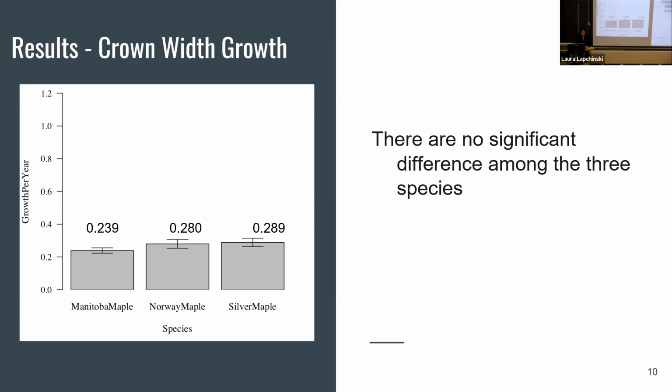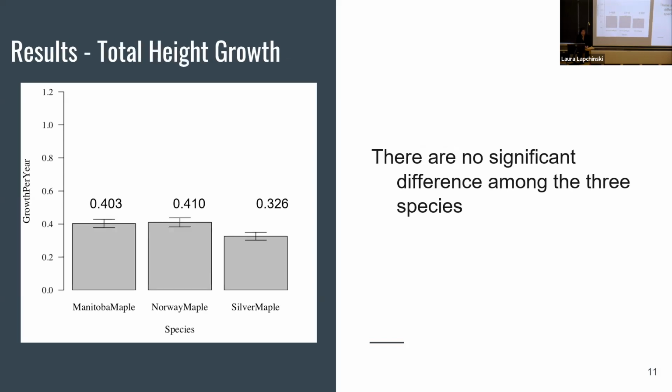From the average crown width growth per year with a unit of meters, I didn't find any significant difference among the three species. They have similar crown width growth rate. Also, for the average total tree height growth per year with a unit of meters, there is no significant difference among the three species, but we can see silver maple has a bit slower average height growth. This does make sense since silver maples in the Annex are older, and I will discuss the DBH of the three species more in the next result section.